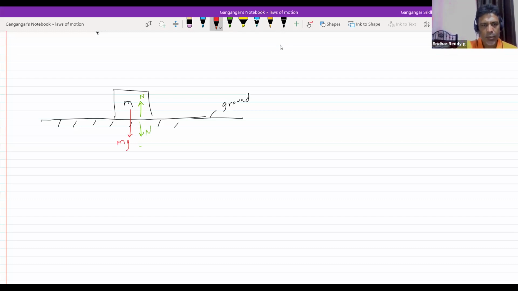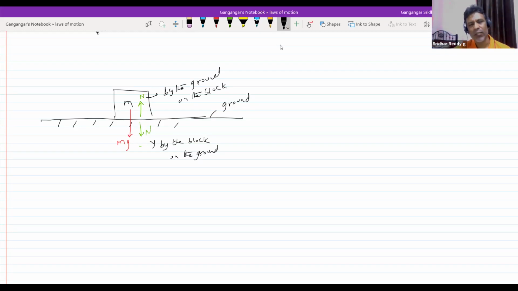Okay, this one. So we have to interpret this. What is this N? This N is by the block on the ground. What about this? By the ground on the block. This is called like a normal reaction. So whenever two surfaces come in contact, normal contact force will act here.